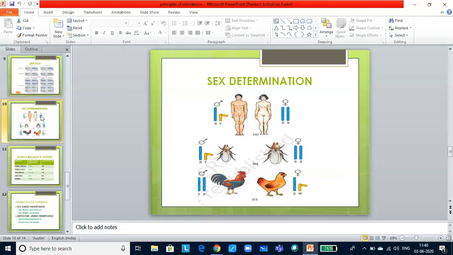Now, there are 4 basic types of chromosomal mechanism. The first one is the human XX-XY system. Whichever system we talk about, the first one we use is for the female.